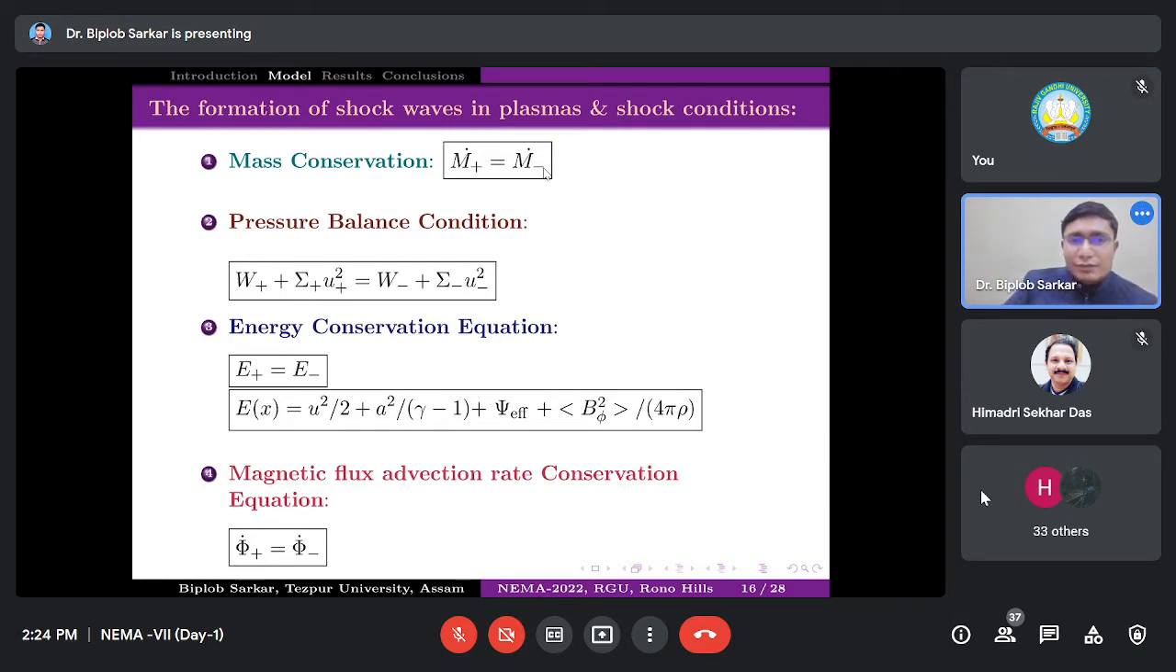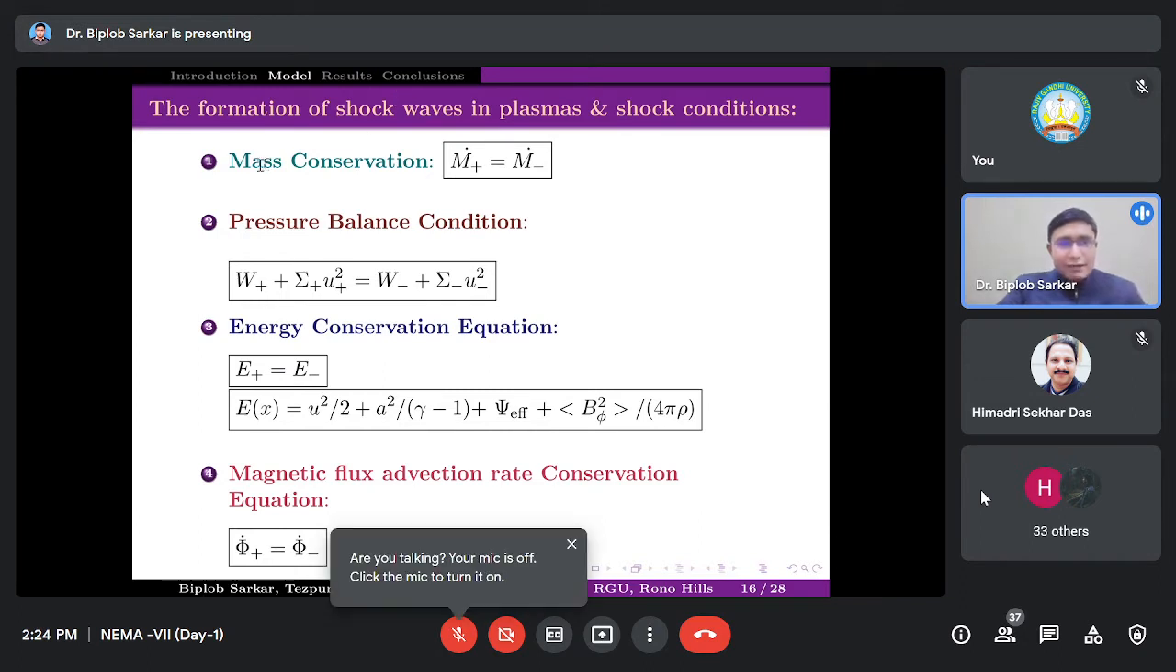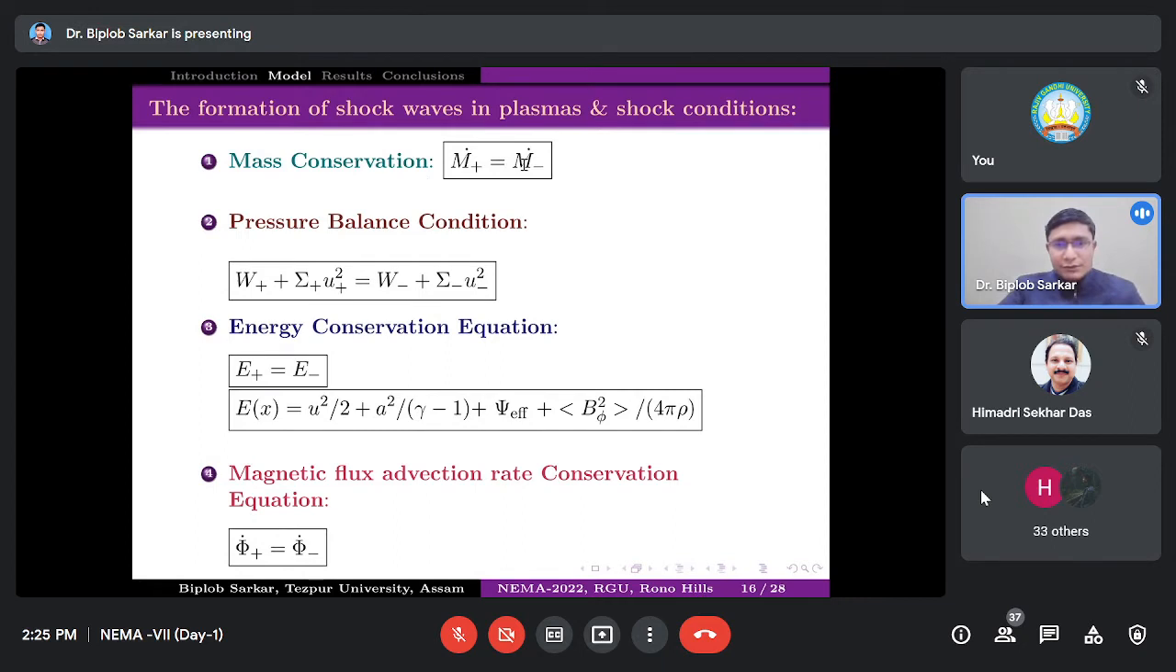So in order to have the formation of a stable shock wave, we must have the mass conservation, the conservation of mass across the shock front, okay. The mass accretion rate must remain continuous across the shock front. Then we must have pressure balance condition across the shock front. Then the specific energy of the flow must remain conserved across the shock front, as well as the magnetic flux advection rate should remain conserved also across the shock front. So in case these four conditions are simultaneously satisfied, then we can get the formation of a stable shock solution.